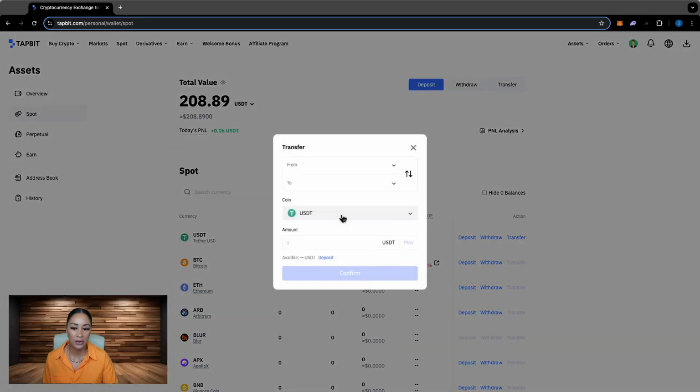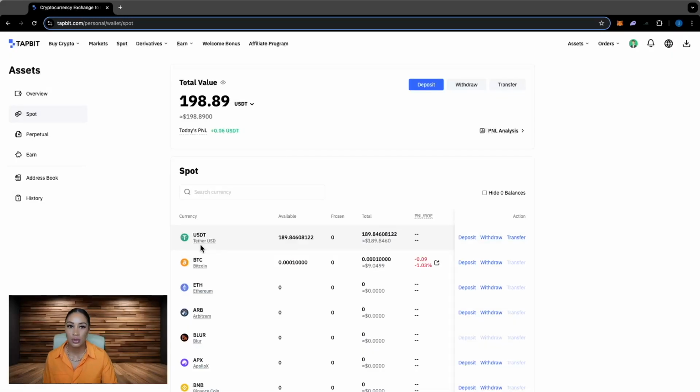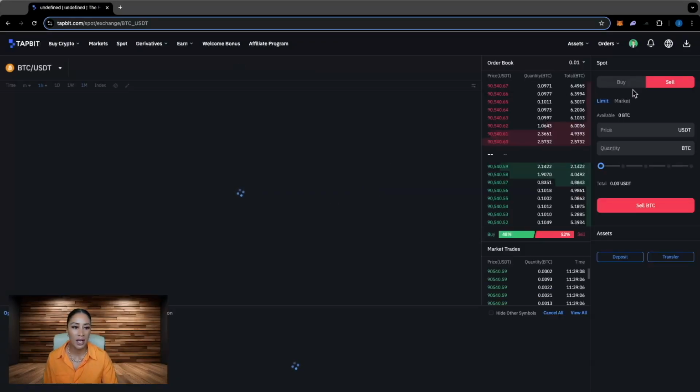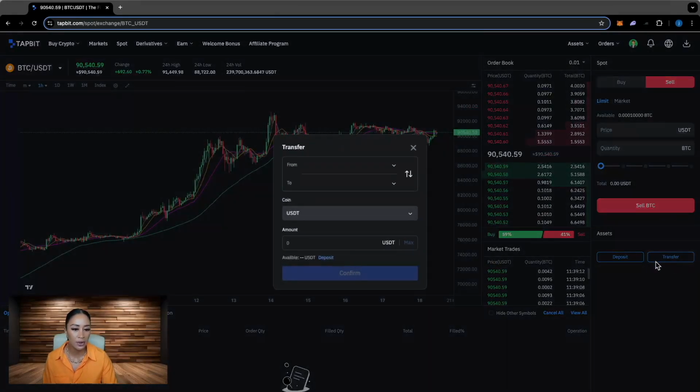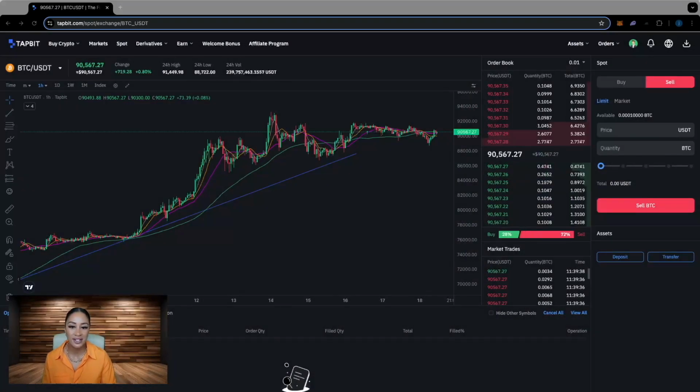Just head up to transfer, select where you want to move your crypto from and to, select the cryptocurrency you are wanting to transfer, input the amount, and then press confirm. You should now see those funds in your spot wallet. Alternatively, you can go up to the spot tab and at the bottom right hand corner of the spot trading platform, head to transfer and just repeat those steps. And that's it, you're all set.